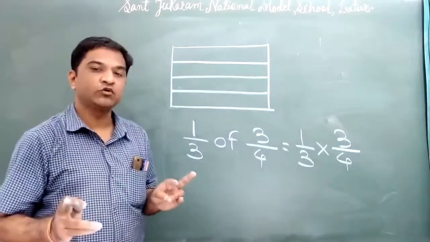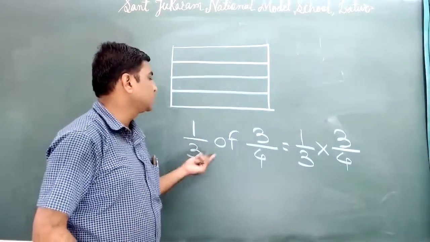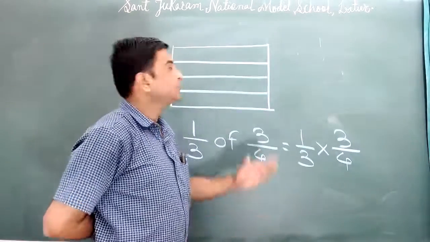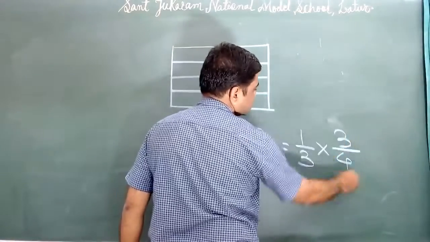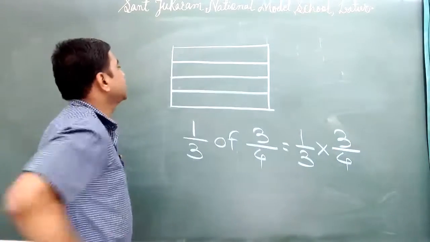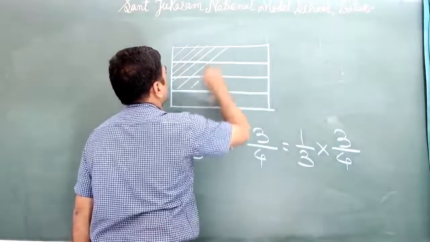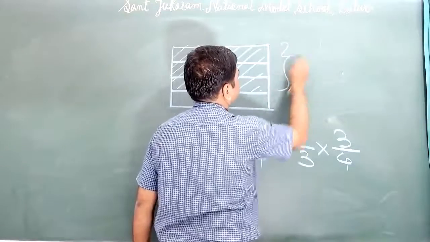We will see one more example of multiplication of fractions, where we are finding 1/3 of 3/4. It's 1/3 multiplied with 3/4. For that we take an example of a rectangle. We take the first fraction 3/4. I divide this rectangle horizontally into 4 equal parts, and to take 3 parts, I shade 3 parts of this rectangle. This shows me 3/4 of this rectangle.